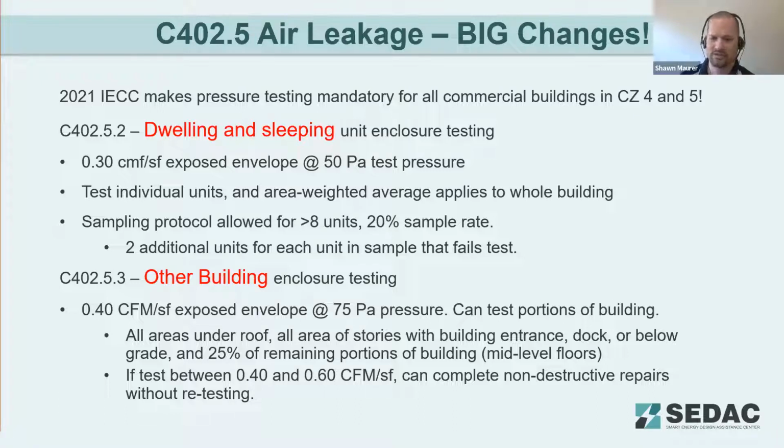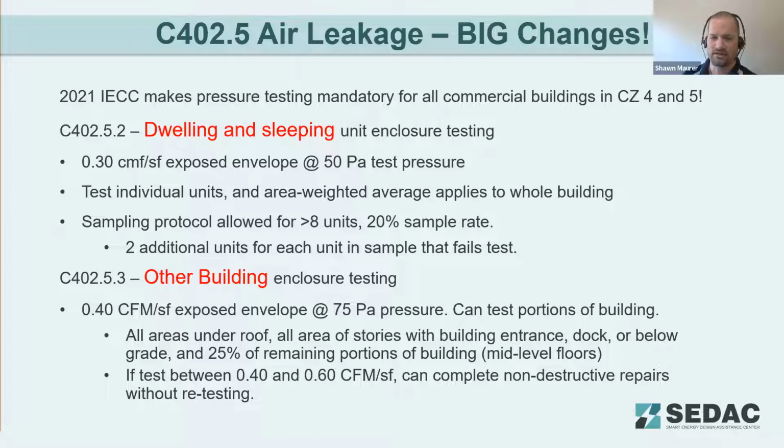But again, for commercial buildings, they do have a sampling protocol in place, which is going to be particularly useful for large commercial buildings. All areas under a roof need to be tested. All stories with an entrance to the outdoors need to be tested. But then for any middle floors or floors that don't have direct access to the outdoors, only 25% of a representative portion of the envelope needs to be tested for those areas.